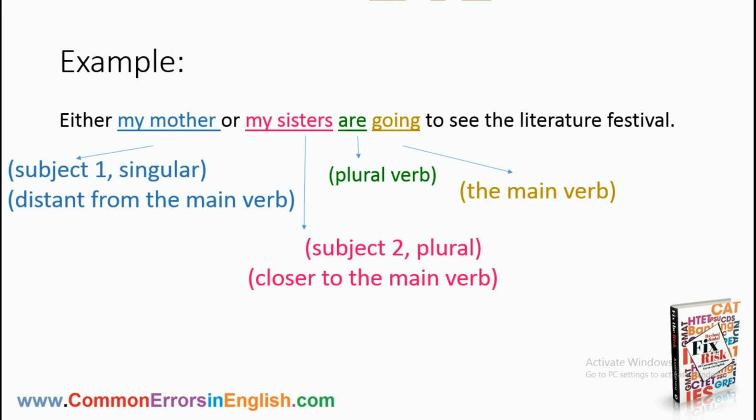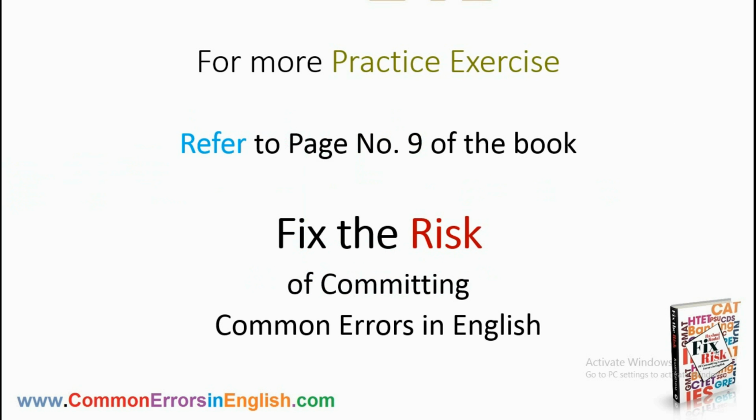For example, either my mother or my sisters are going to see the literature festival. In this example, we have got 2 subjects. Subject number 1, my mother, is singular, and subject number 2, my sisters, is plural, and our main verb is going. Now try to find out which subject is closer to the main verb. Obviously, subject number 2, my sisters, is closer to the main verb and it is a plural subject. That's why we have used the plural verb are. For more practice exercise, refer to page number 9 of the book, Fix the Risk of Committing Common Errors in English.